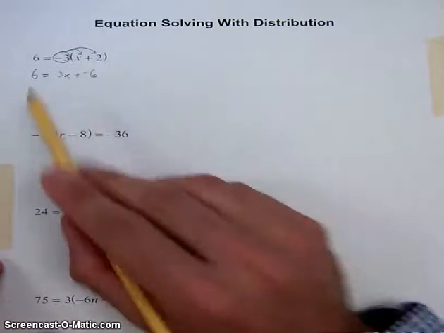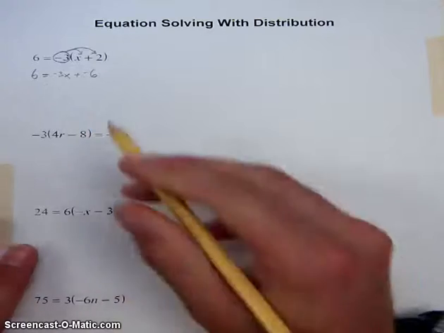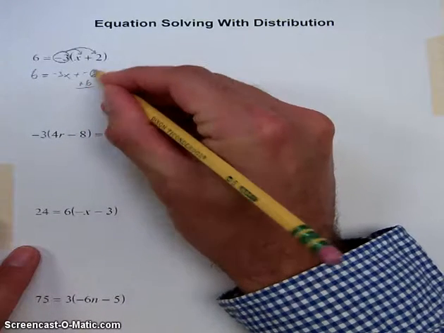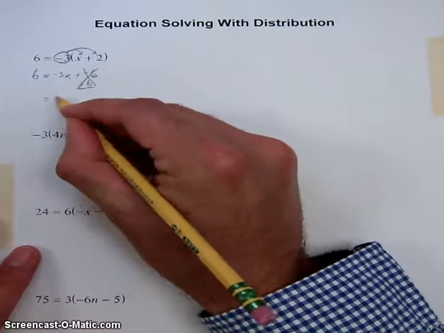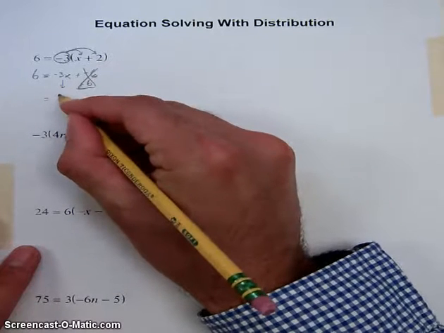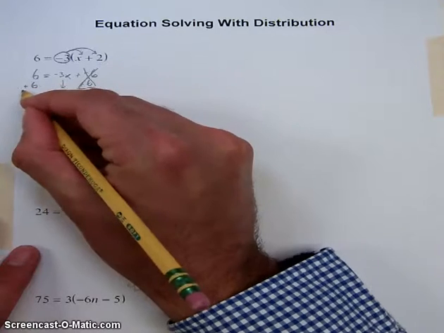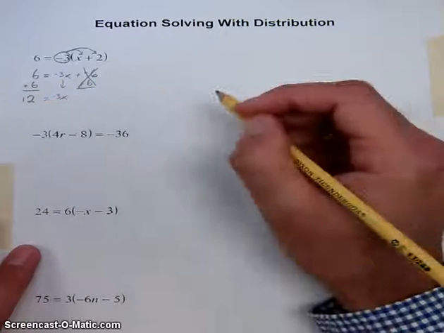This equation is much easier to solve. We can just combine like terms by adding 6. That gets rid of this on this side, so all I have is -3x. But what I do to one side, I must do to the other. So I have to add 6 to the other side to get 12.